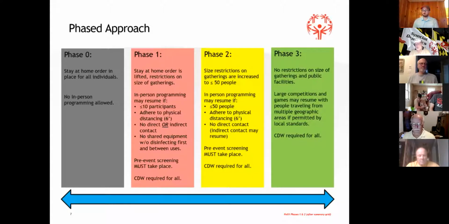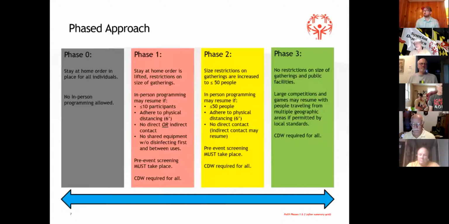In addition, you need to maintain physical distancing of at least 6 feet throughout. There's no direct or indirect contact. Direct contact means one person touching another person. That's not permitted. In phase 1, there's also no indirect contact, which is a person touching an object and then another person touching that object without it being sanitized between. That's a requirement as well. The next item, no shared equipment, follows from that. In phase 1, screening needs to take place. We'll talk about that in a little bit. And the CDW, the communicable disease waiver, is required for everyone. Okay, I mentioned groups of no more than 10 participants.